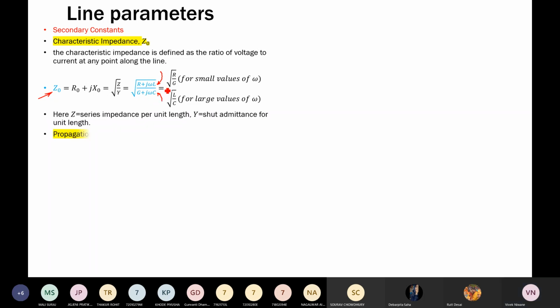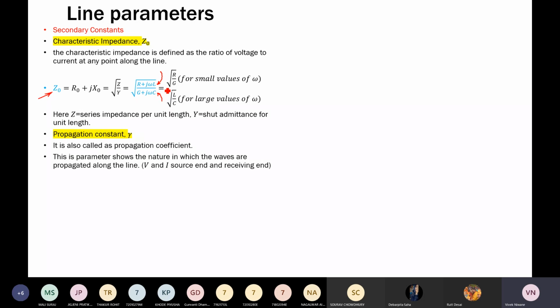Then propagation constant gamma, it is also called a coefficient, and this indicates how your wave is propagated along the line. It is represented as gamma equal to square root of Z into Y, or we can say square root of (R plus j omega L) into (G plus j omega C). R plus j omega L is a series impedance, and Y is a shunt admittance.